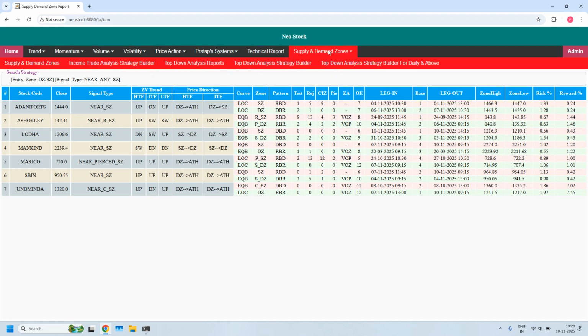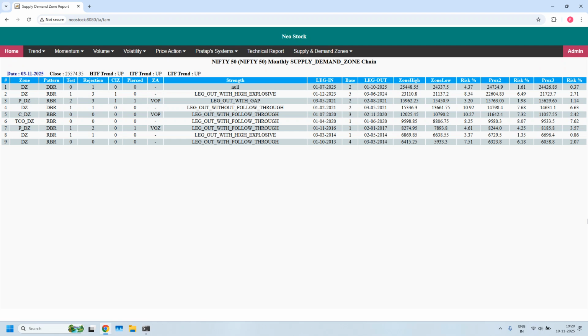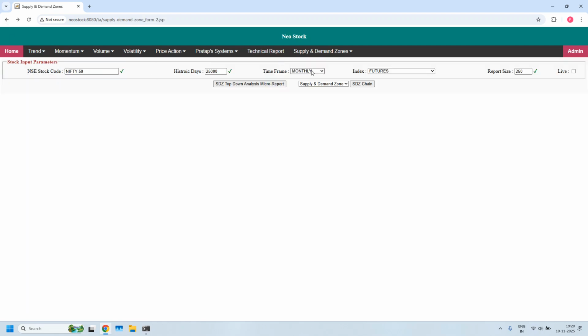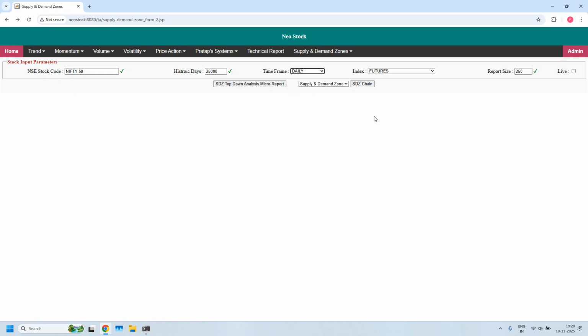Next, I'll generate Nifty and Nifty supply demand zone. Generating monthly supply demand zone chain for Nifty. Next, generating a weekly supply demand zone chain for Nifty. Next, generating daily supply demand zone chain for Nifty.